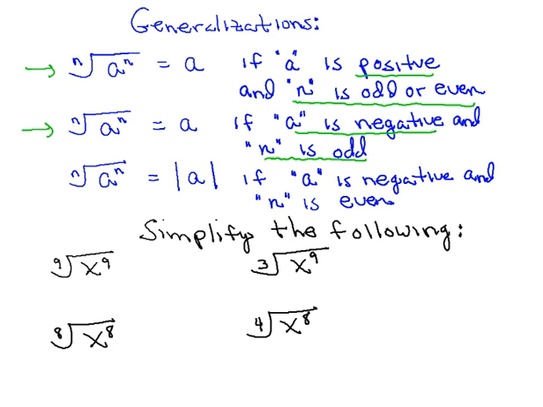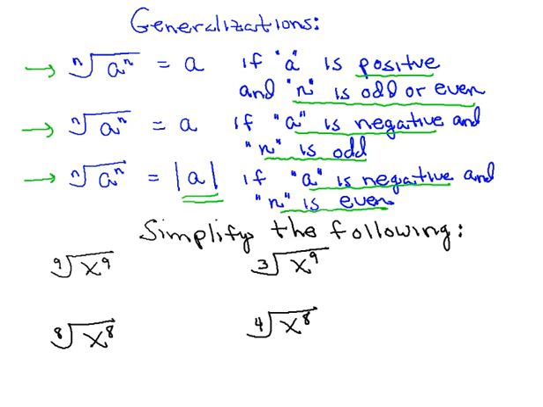Now in the case where the index is even is where we have to be careful. If we have the nth root of a to the n and a is negative but n is even, we want to be sure that the result is positive. So to ensure that, then we need to put absolute value signs around the a. So armed with these generalizations, let's next consider some specific examples where we have roots of variables raised to powers.